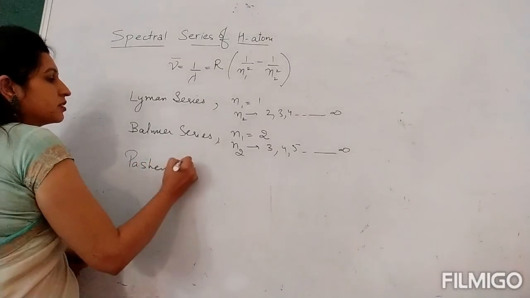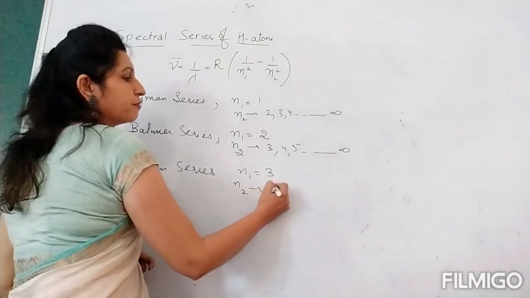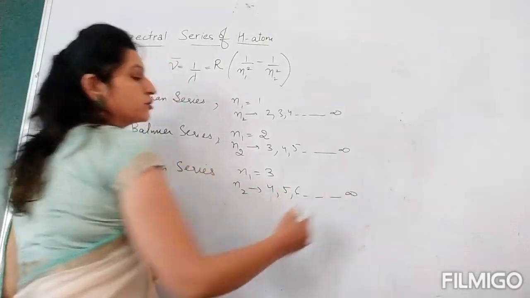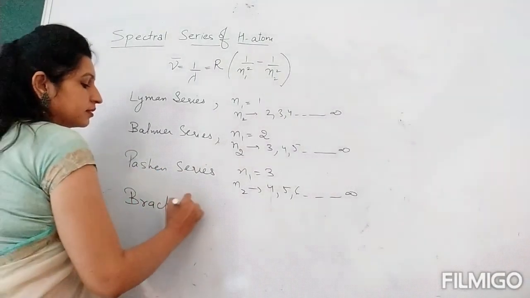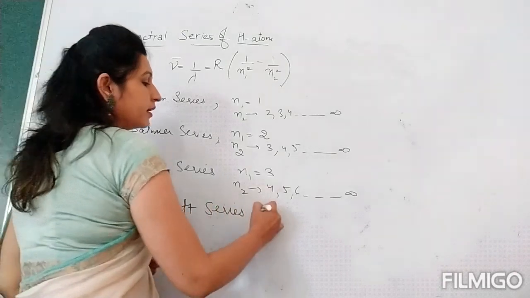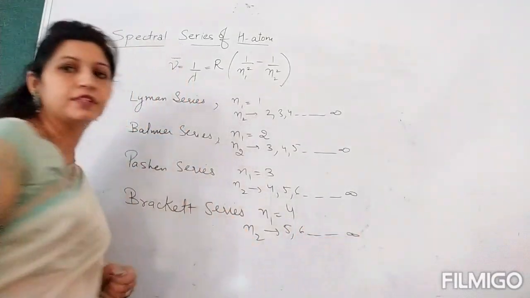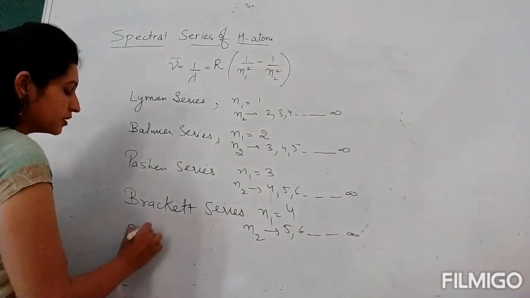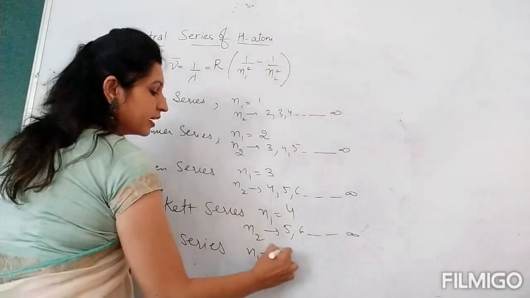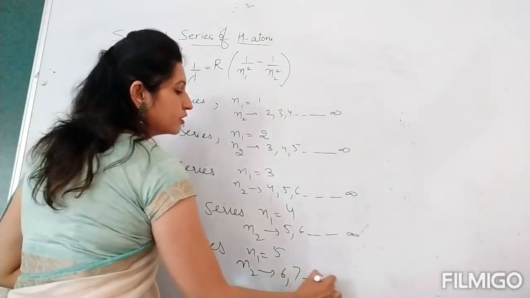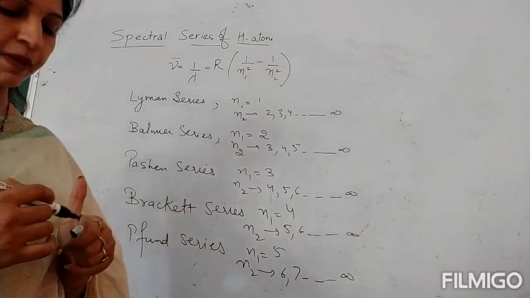Then is Paschen series. Here n1 is 3 and n2 is 4, 5, 6 and so on up to infinity. Then there is Brackett series. Here n1 was 4 and n2 varies from 5, 6 and so on up to infinity. And the last is your Pfund series. Here n1 is equal to 5 and n2 varies from 6, 7 and so on up to infinity. Okay, this is all about the hydrogen spectral series.